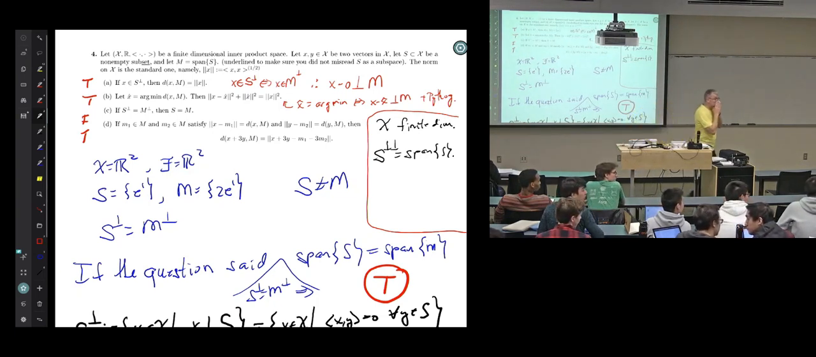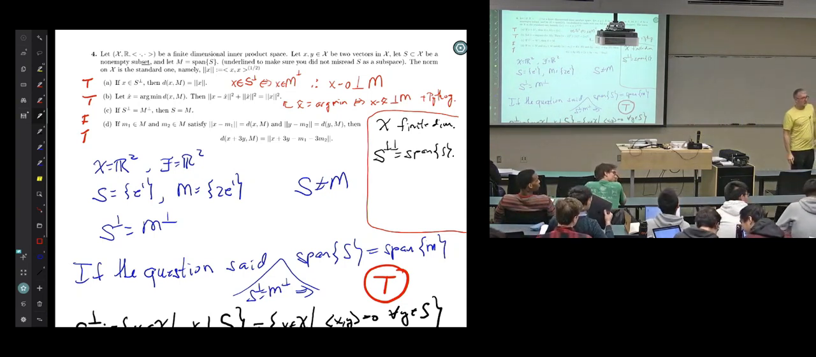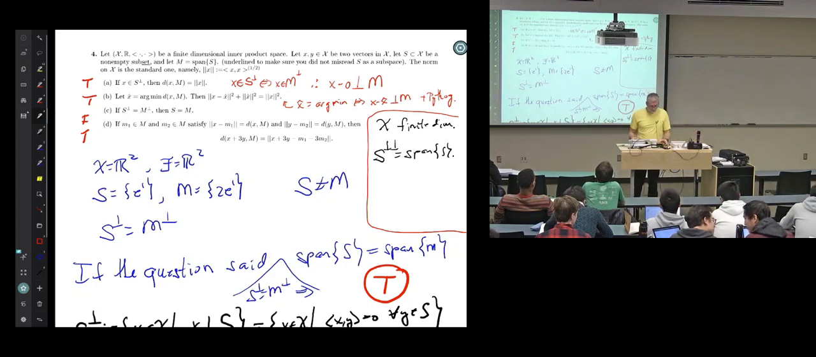I have one quick clarification. The span of S is a subspace. It's a subset. The span is always a subspace. It's the smallest subspace containing S. It's the set of all linear combinations you can build from S. Yep, it's just getting all the definitions down.